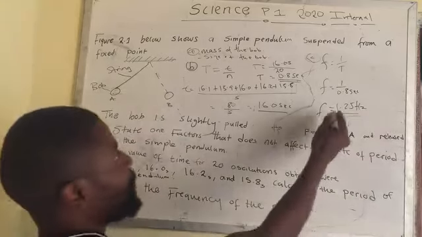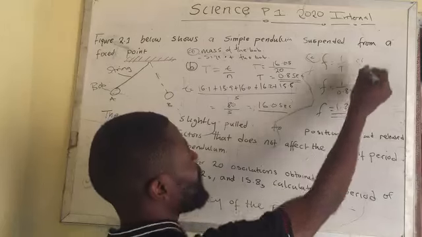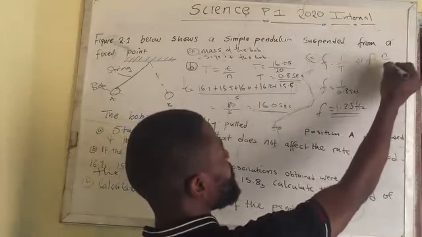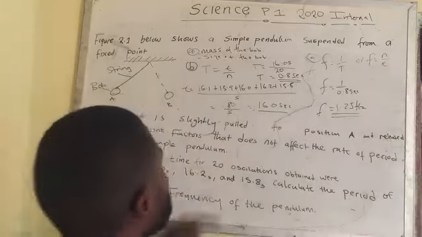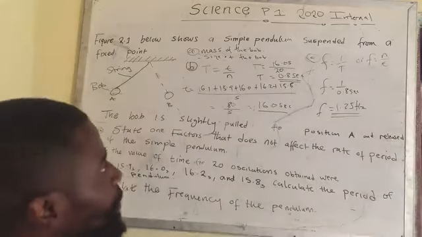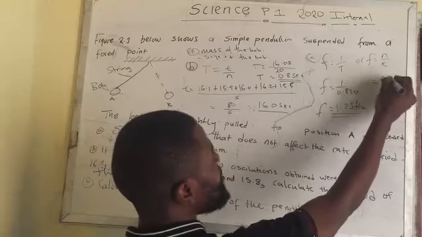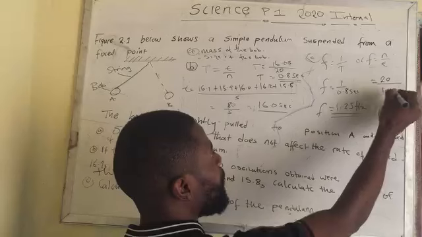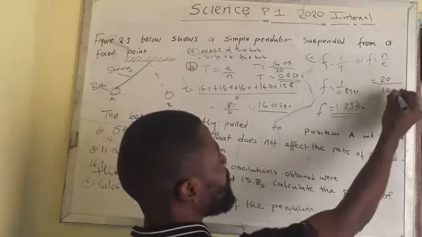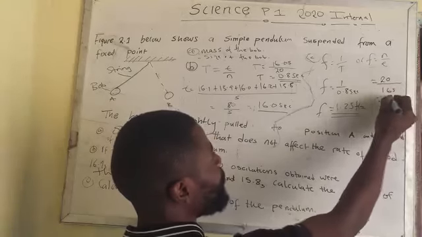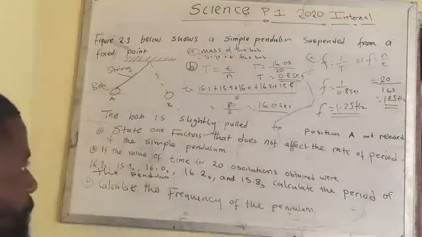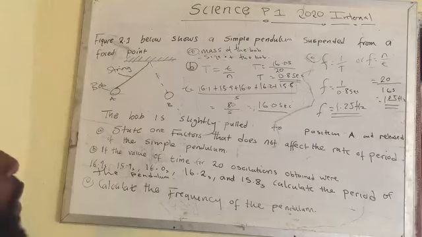If you don't use this one, you can just say frequency equals the number of oscillations over the time taken. So you just reciprocate the period. In this case, you can say 20 over 16, and if you divide, it will still give us 1.25 hertz. So this is how you answer this type of question, which is based on the simple pendulum. Thank you.